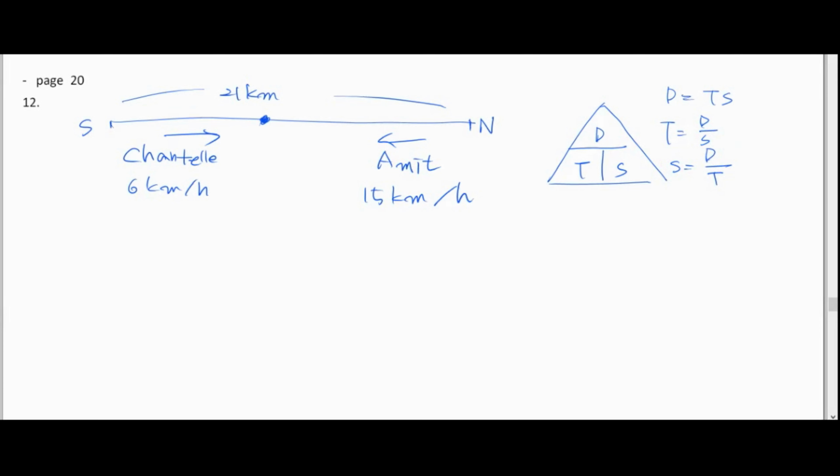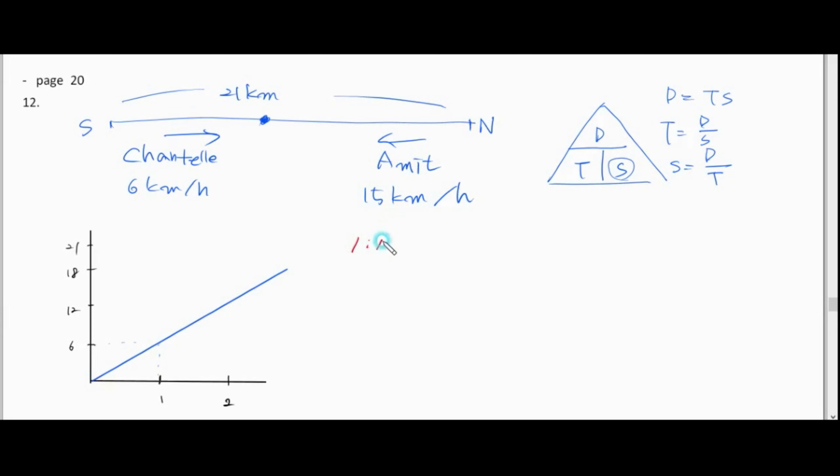And here, the only thing that we know is their speed. So the graph that we should draw should be the speed graph. So it should be made of T and D. Let's draw it out. So first look at Chantal. He went 6 km per hour, so it will be about here. If we draw a line like this, this will be the graph of Chantal. And in the case of Emmett, he goes 15 kilometers per hour.